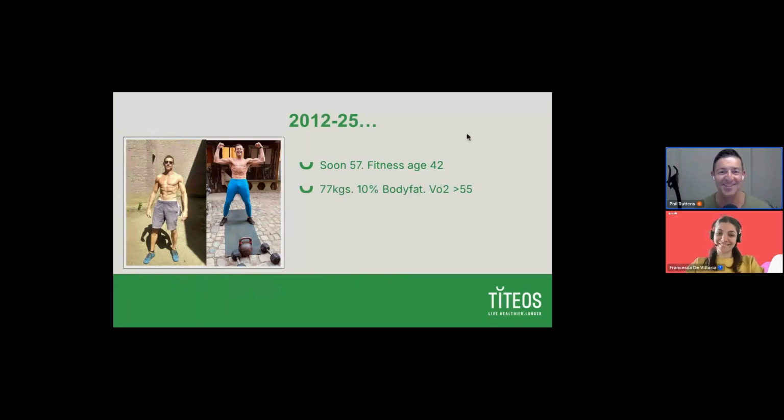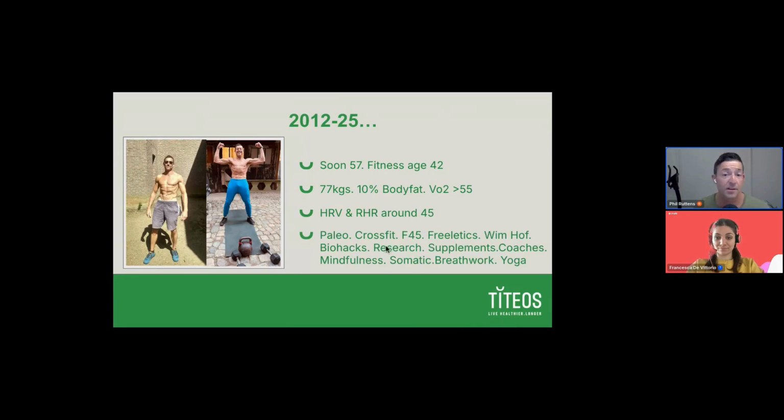And I'm 77 kilos, 10% body fat, which I think is okay. VO2 over 55. I do a lot of sports. My HRV, heart rate variability, is about 45. My heart rate at rest is also good. These are two good indications of your health or your fitness level. These are the things I've done over the years and more. I started in the biohacking movement. I eat paleo, which is kind of a Mediterranean diet, which is for me the most sustainable. I did CrossFit, F45, Freeletics, some Wim Hof workshops, ice baths, all kinds of biohacking research, obviously supplements.